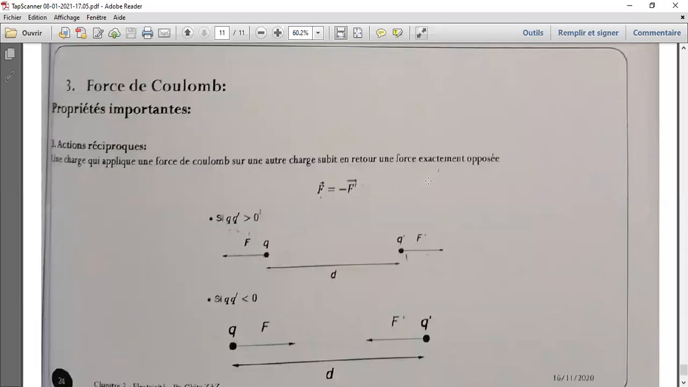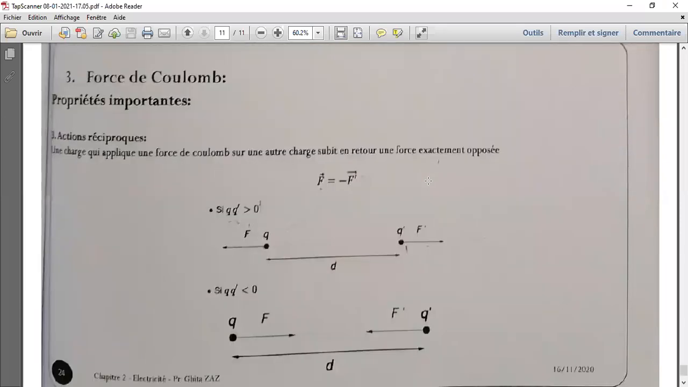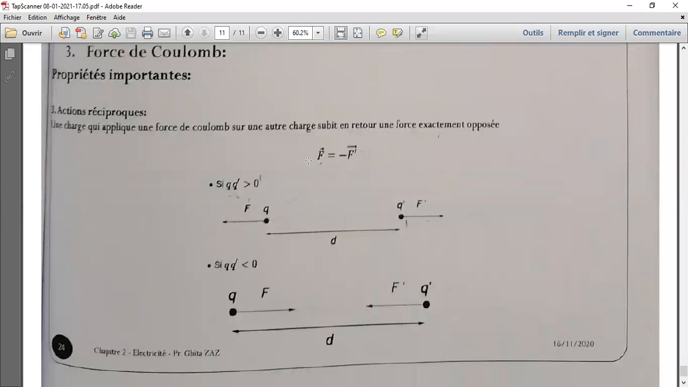So we're still on the properties. Here they're just talking about the same thing. In this case, if Q times Q prime is greater than 0, meaning when you multiply Q and Q prime, your answer is greater than 0, you are multiplying a positive and a positive. When you multiply a positive and a positive, always, you are going to have an answer which is greater than 0. So it's of the same sign.